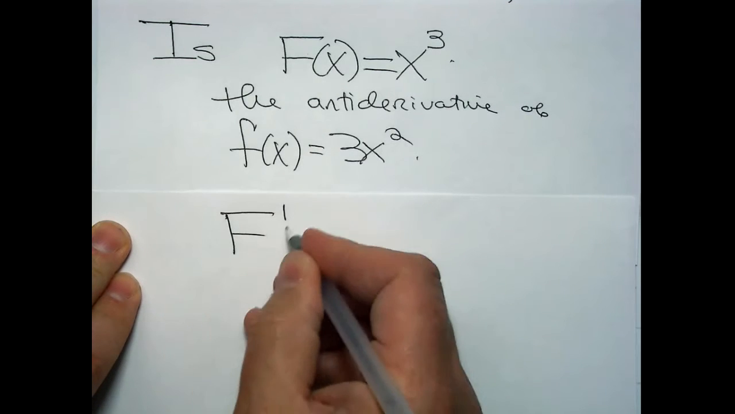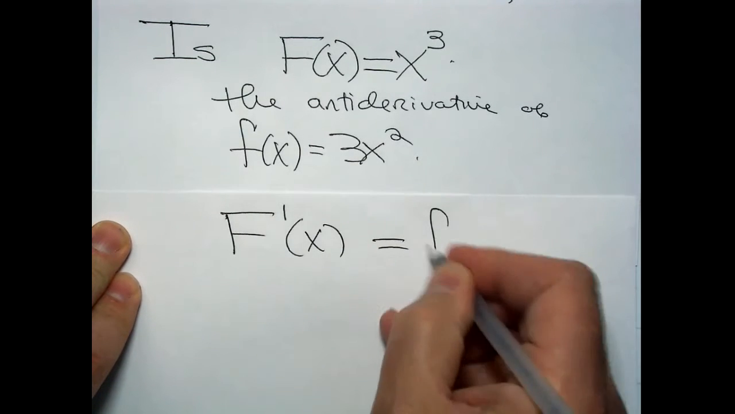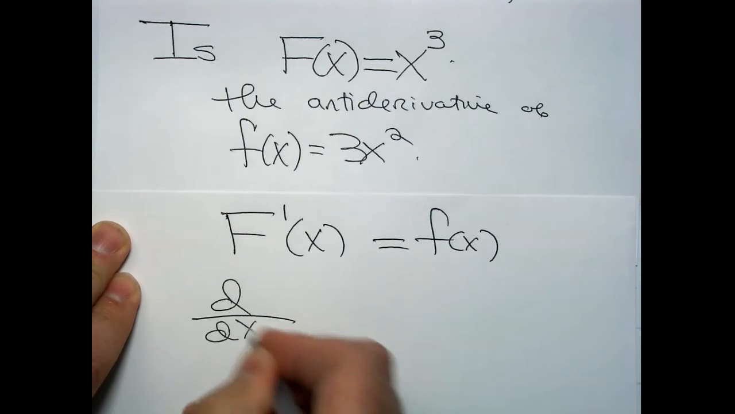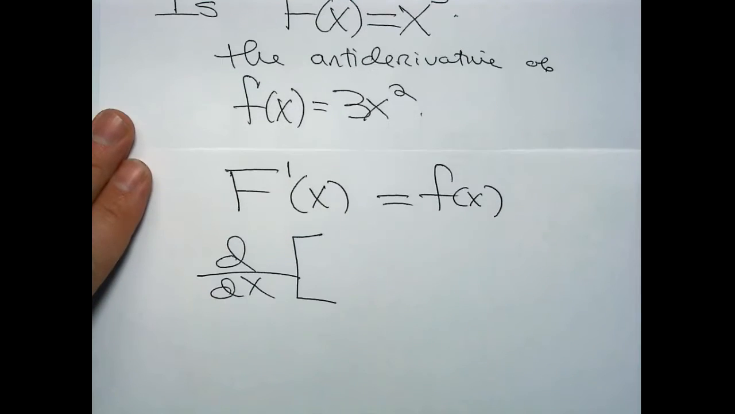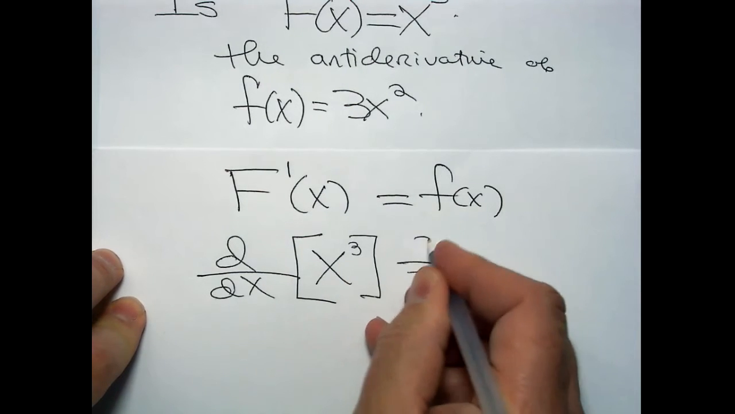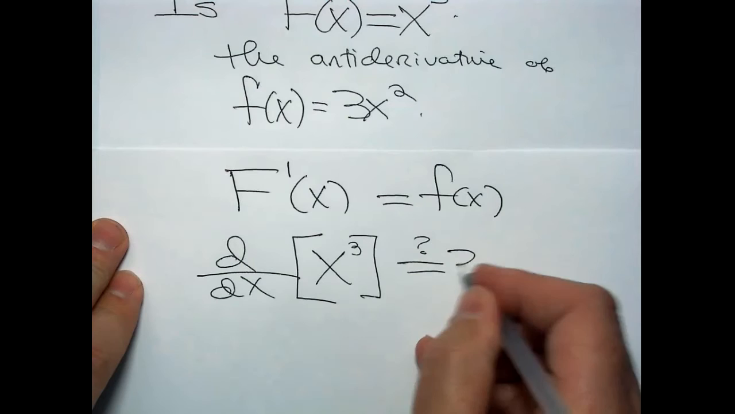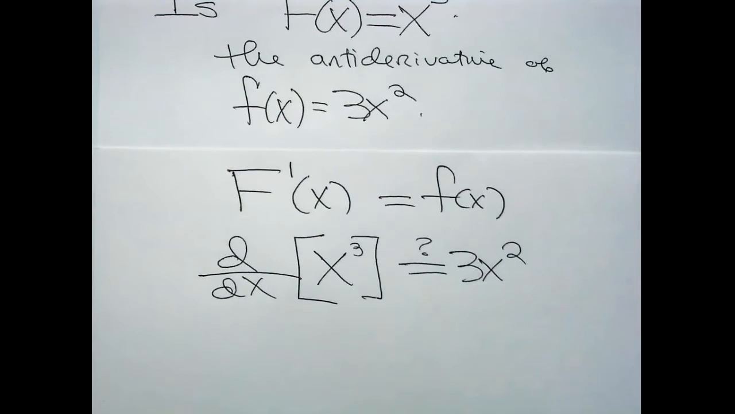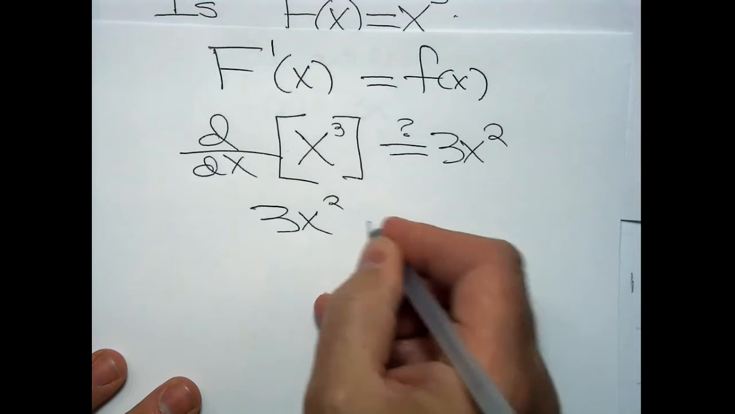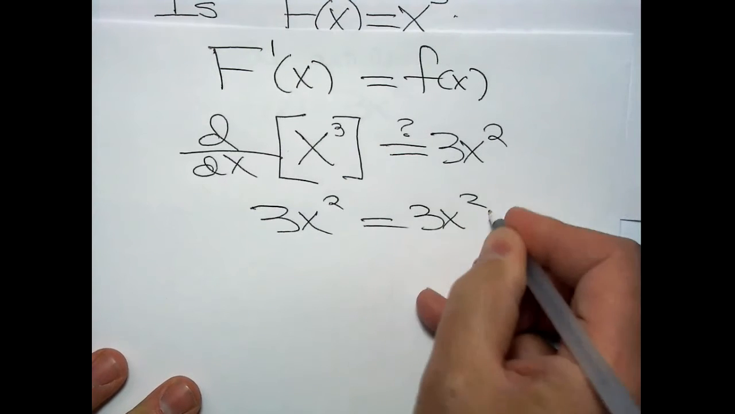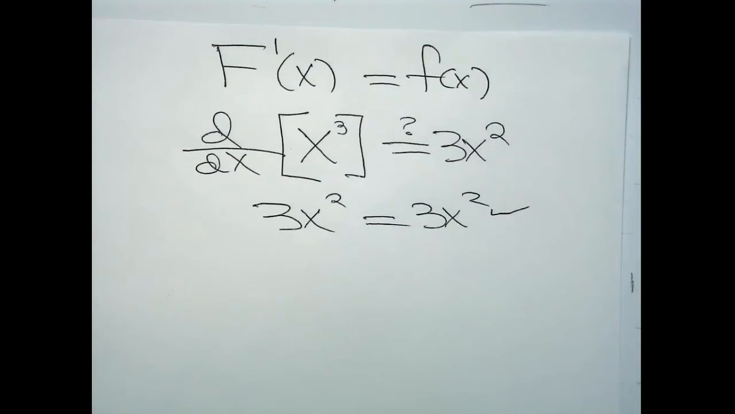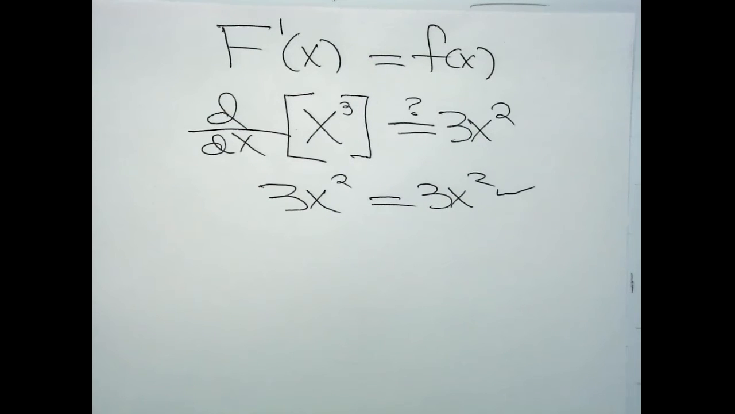Is it true that capital F prime is equal to lowercase f all by itself? So let's do this. The derivative of capital F, the derivative of x cubed, is it truly equal to the lowercase f of x, 3x squared? And so the answer is, the derivative of this is 3x squared, which equals 3x squared, and therefore it is true. So capital F of x being x cubed is an antiderivative of 3x squared.